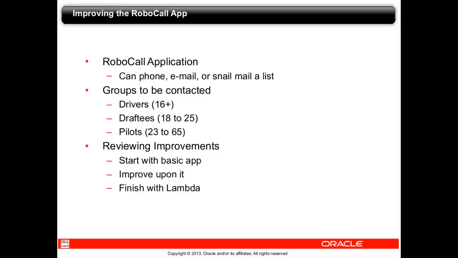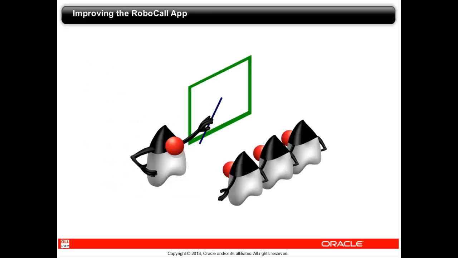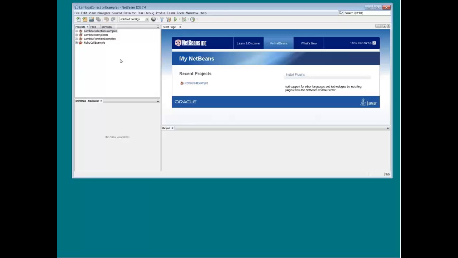So we're going to start out with a basic app and try to improve upon it in various ways, and then see how we can improve it with Lambda expressions. Okay, so I think the next one here would go to the demo. All right, let's do that. Okay, and so we're going to look at the Robocall example. And let me go ahead and open this up.